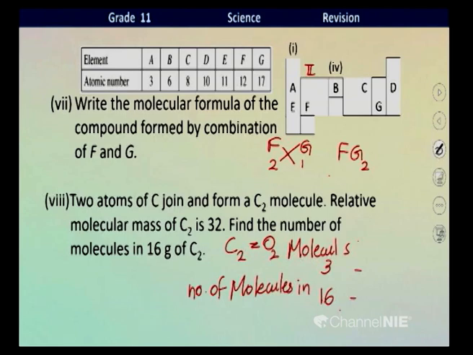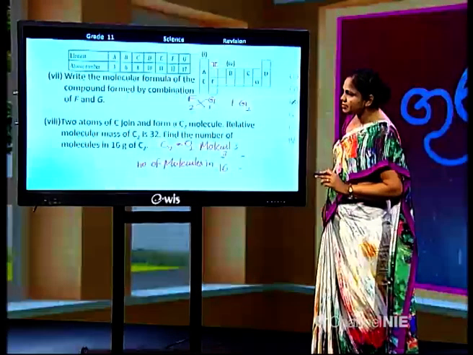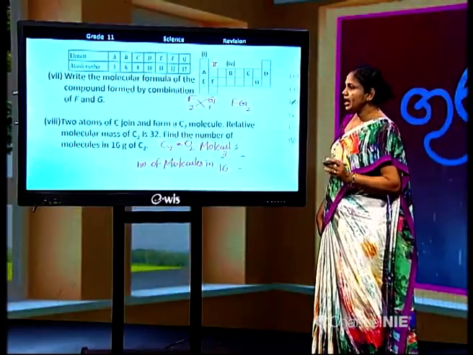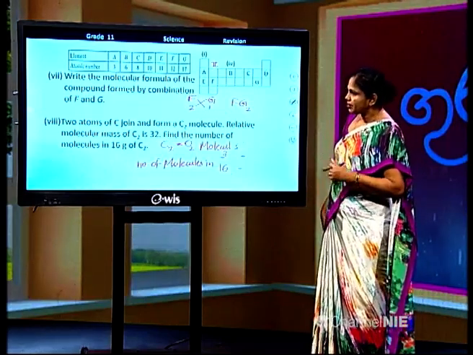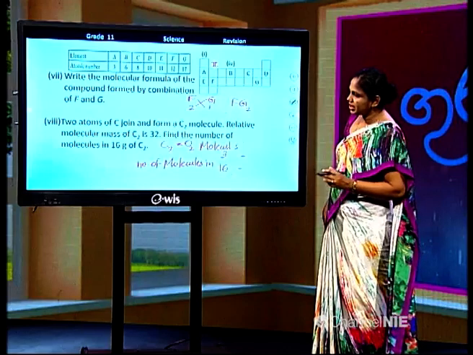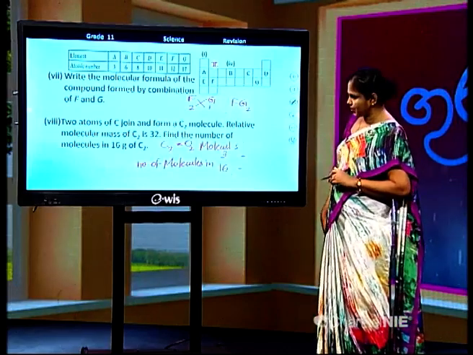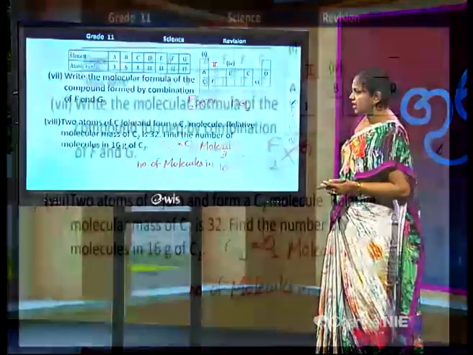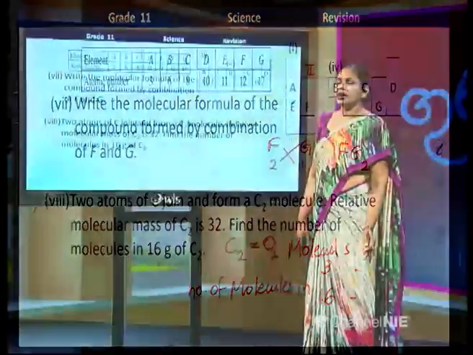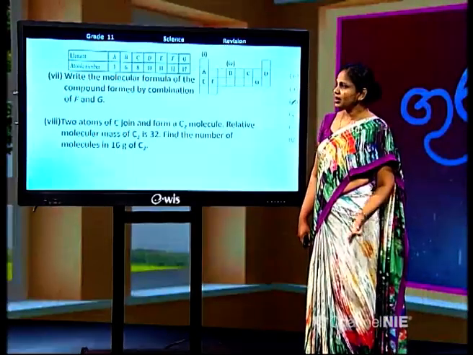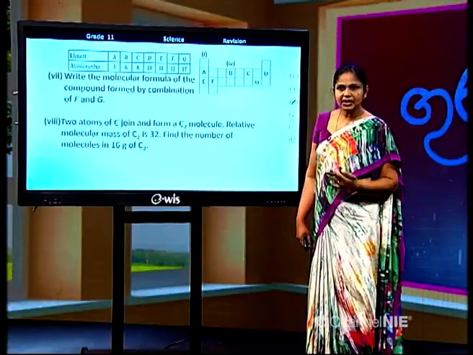Then, two atoms of C join and form C2 molecule. Relative molecular mass of C2 is 32. Find the number of molecules in 16 grams of C2. Okay, children. Now we'll move to the next question.